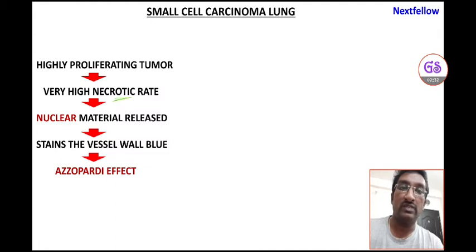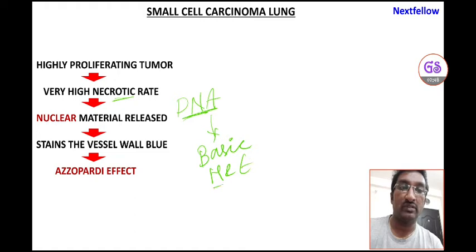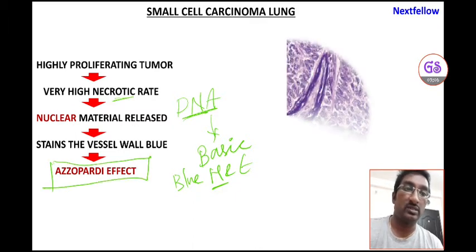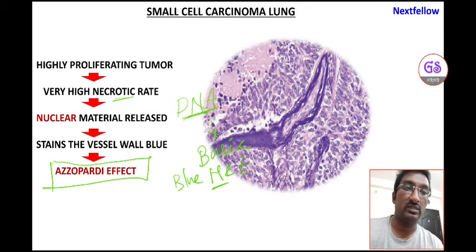And in necrosis, as we all know, the contents will be released. One such content that is released is actually nuclear material, which is DNA, that stands for deoxyribonucleic acid. It is an acid, which means it will combine with the basic component of the HNE stain, and the basic component of HNE stain is hematoxylin, which is bluish in color. That is why this DNA takes a blue color, which gets settled on the periphery of the blood vessel, and that is why we can see dark bluish discoloration in the periphery of the blood vessel, and this is called as AZZOPARDI effect. So this is another image taken from Robbins where you can see this AZZOPARDI effect.